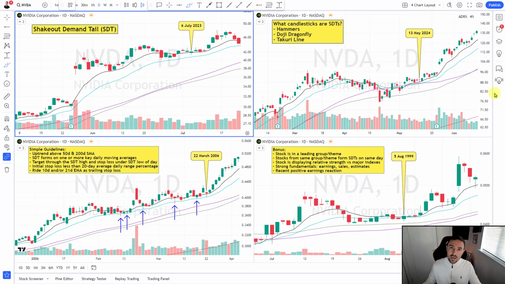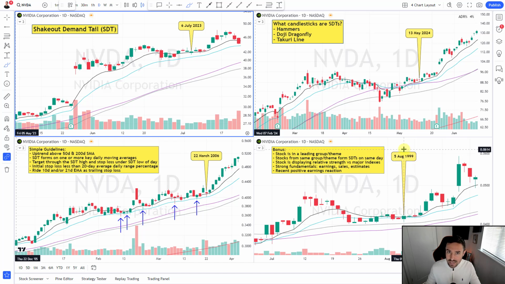Now, why have I done that? Because the continuation base that forms, whether that's a flag, a wedge, a pennant, a Davis box, cup and handle, whatever it may be, for me is not the most important thing. It's actually what candlesticks form in relation to key moving averages. So that is what we're going to be looking at. So I've picked ones from recent years and gone way back when to 2006 and 1999 as well.